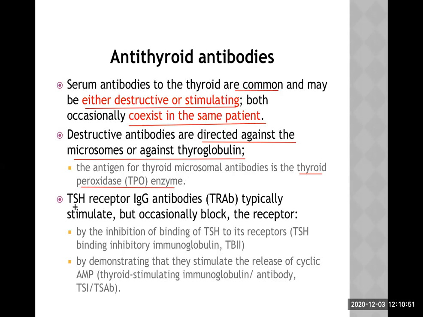Sometimes the antibodies are stimulatory type, and a good example here is TSH receptor IgG antibody. Okay, TSH receptor IgG antibody. It typically stimulates the thyroid gland, but occasionally it may block the receptor as well. But more commonly, it will stimulate the thyroid gland.